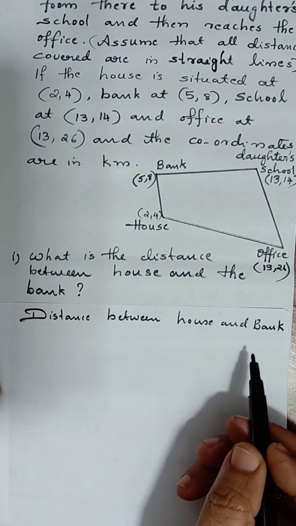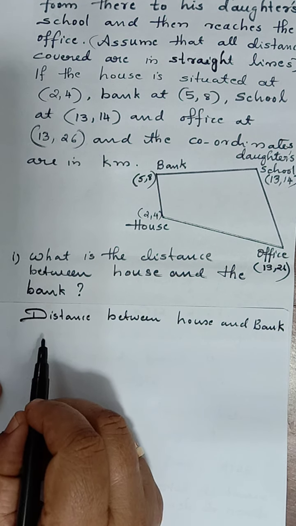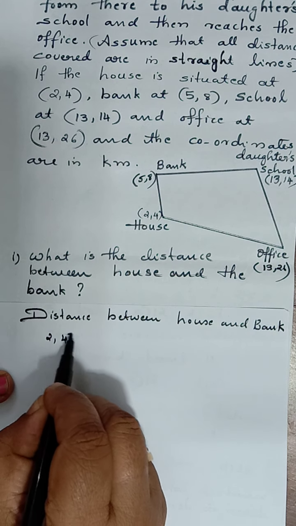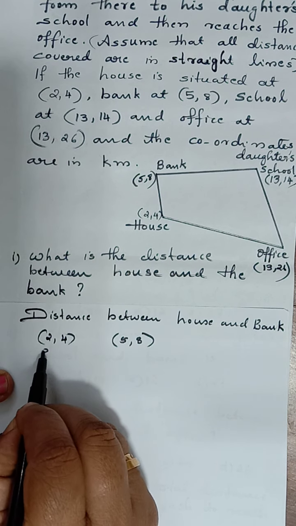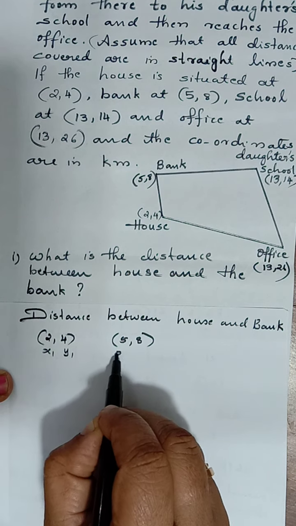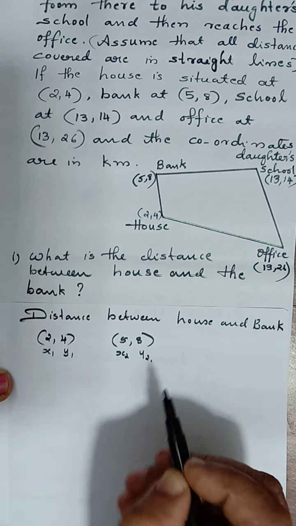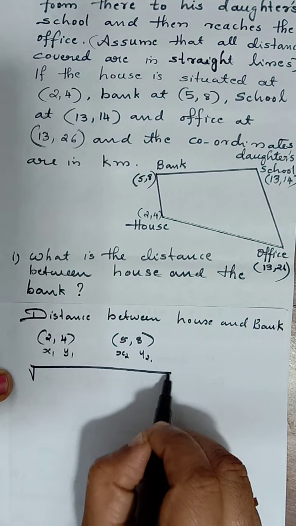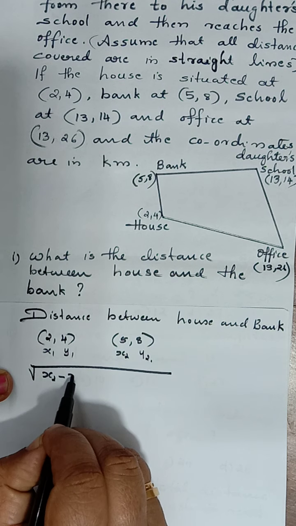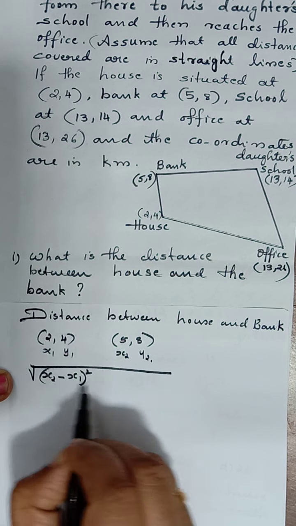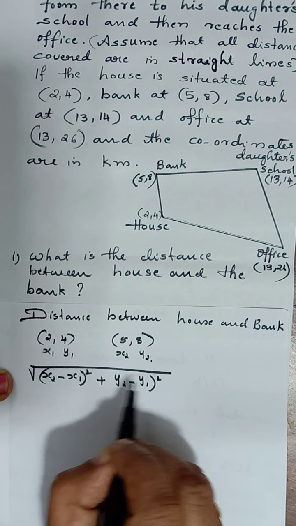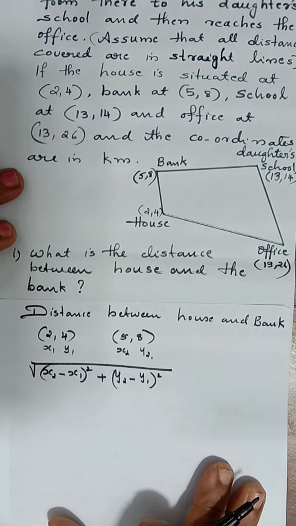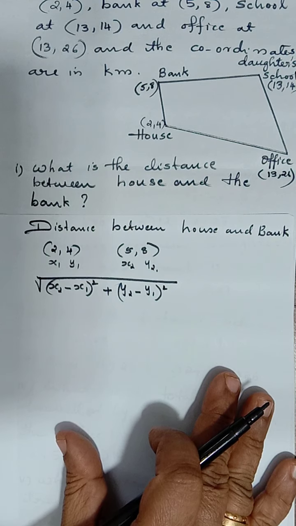Okay, distance between house and bank. Let us find the points. For house it is (2, 4) and for bank it is (5, 8). We'll mark it as x1, y1, second one x2, y2. Distance will be square root of (x2 minus x1) whole square plus (y2 minus y1) whole square. We'll substitute the values so that we'll be able to find out the answer.